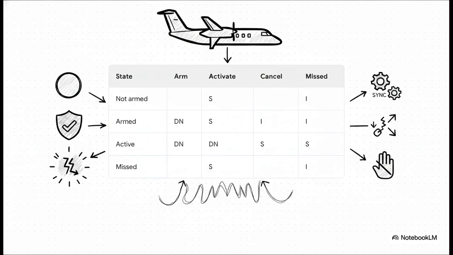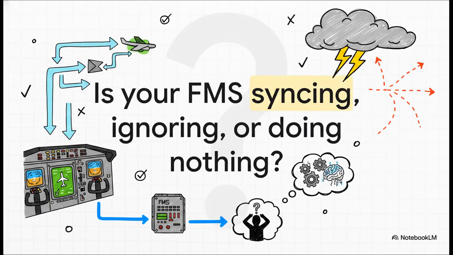For example, if the offside FMS is already active and you try to arm or activate it again, it realizes it's redundant and just executes a do nothing. But if the approach is not armed and you suddenly hit missed approach, it throws an I, instantly breaking sync and going independent. Understanding this unforgiving sequential logic is the absolute key to flight safety and true mastery of the Bombardier Q400. You are managing a highly complex, logical brain up there.